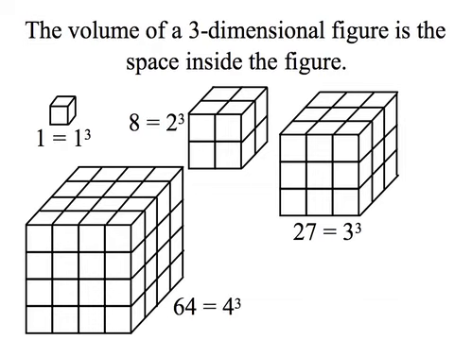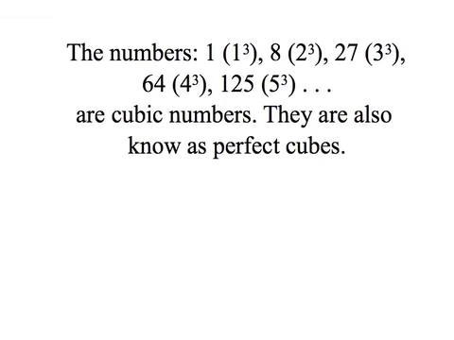A way to get the volume that does not require counting is to just multiply the length times the width times the height. Well, of course, in a cube, the length, width, and the height are all the same. So the first cube is 1 times 1 times 1. And the second cube is 2 times 2 times 2. And then 3 times 3 times 3. And finally, 4 times 4 times 4, also known as 4 cubed, or 64.